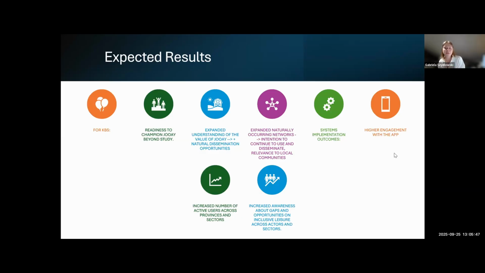When it comes to system implementation outcomes, we expect higher engagement with the app. Because there's also a website, maybe more visits on the website, an increased number of active users across provinces and sectors, and ultimately an increased awareness about gaps and opportunities in leisure across actors and sectors.